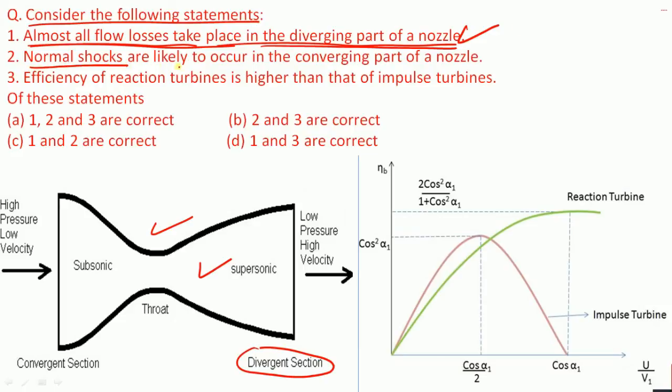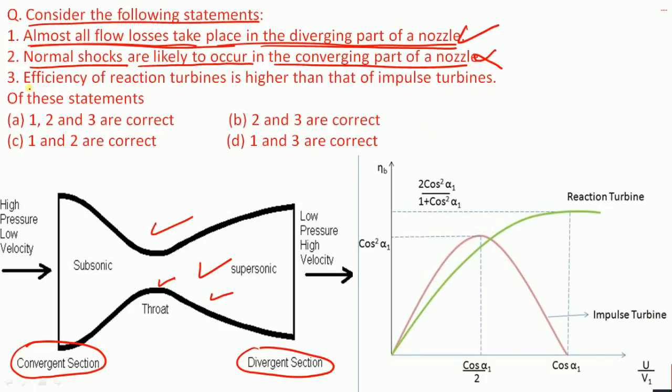Statement 2: normal shocks are likely to occur in the converging part of the nozzle. They are saying the shocks will occur in the converging part. That is false. The shocks will occur at the throat and diverging part. So therefore this statement is wrong.